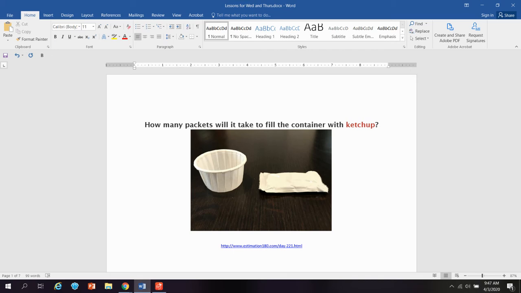Hey boys and girls, before we go to our volume lesson today, we're going to do a little math brain exercise. If you take a look at the picture, it asks how many packets will it take to fill the container with ketchup? I want you to try to come up with an estimation. Remember, an estimation is just the closest guess you can come up with. How many of these packets do you think it will take to fill the cup?